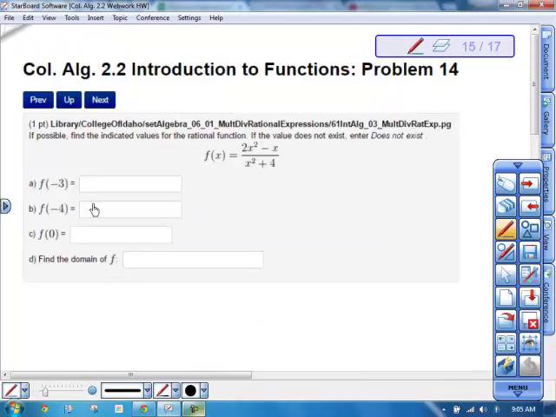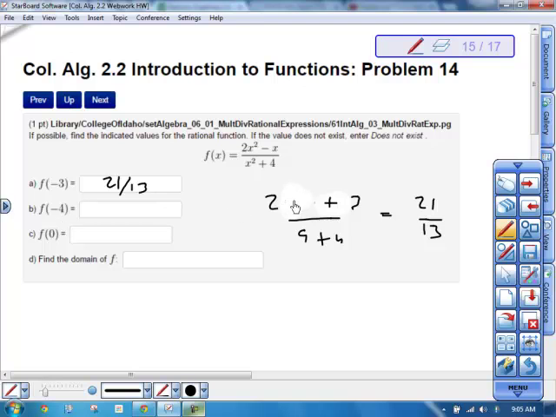Next problem, try to do this without a calculator, but just to practice with function notation again, when you plug in -3, you get 2 times -3 squared, which is 9, minus -3, which is really 18 plus 3, which is 21 in the top. And in the bottom, you get -3 squared is 9 plus 4, which would give me 13 in the bottom. So 21 over 13. So what you get for the first one.